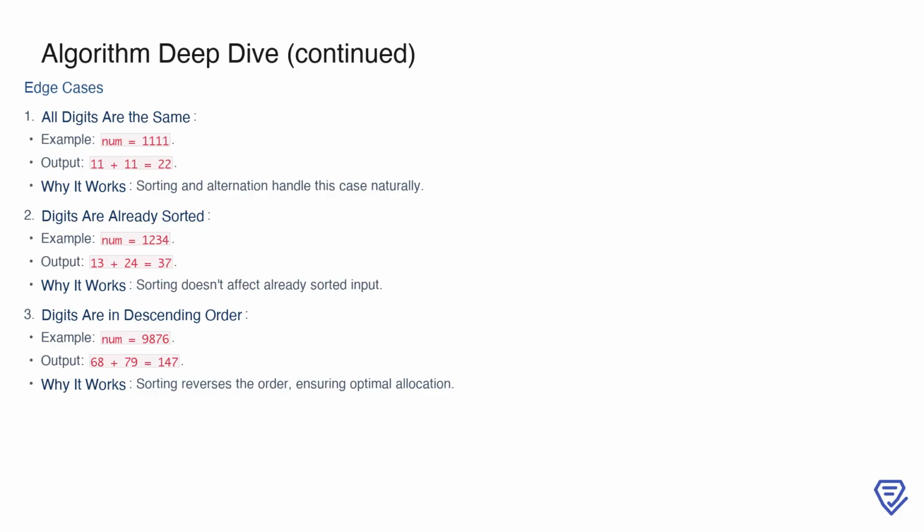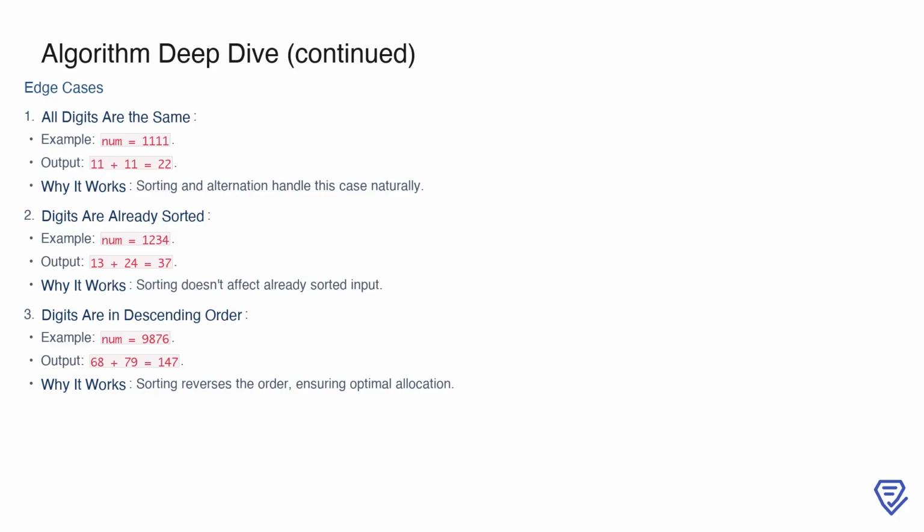Next, if the digits are already sorted, such as in 1234, the algorithm simply keeps the order intact, resulting in a minimal sum of 13 plus 24, which equals 37. Lastly, if the digits are in descending order, like 9876, sorting reverses their order to ensure optimal allocation. After forming the numbers, we get 68 plus 79, which equals 147.